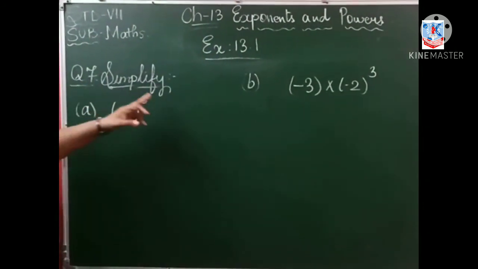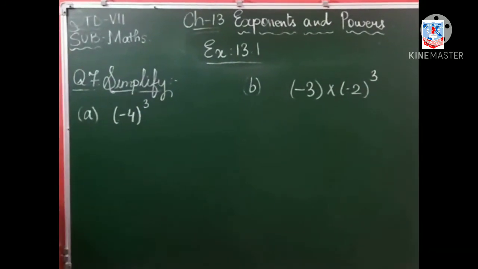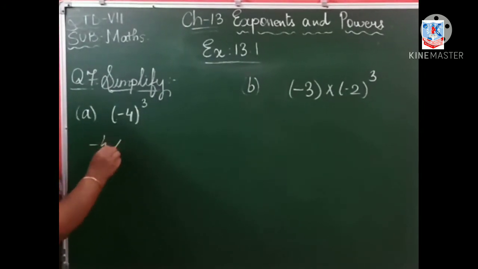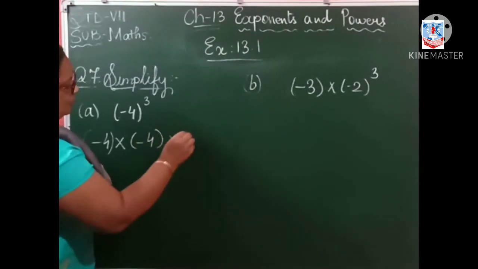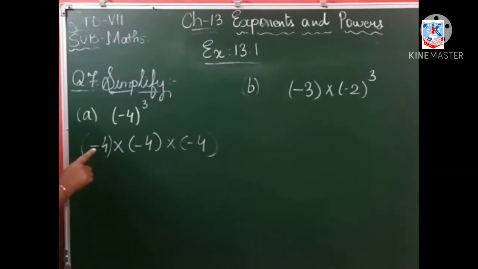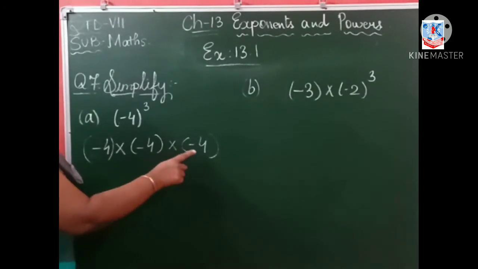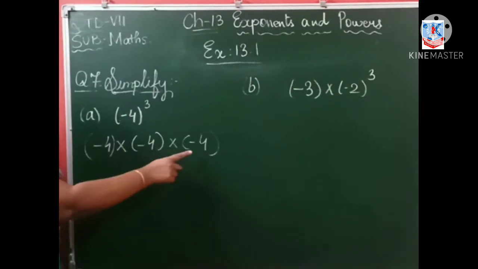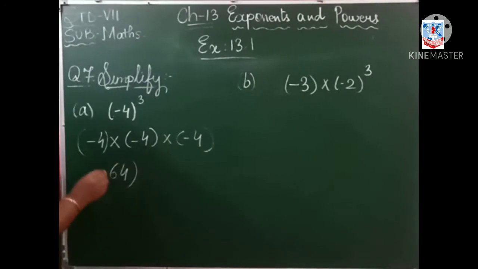Question number 7. Simplify. First is minus 4 raised to the power 3. That means minus 4, 3 times you have to multiply. Minus 4 into minus 4 into minus 4. Now see the sign also. Minus minus plus. 4 fours are 16. 16 into minus 4. 16 fours are 64. And plus minus minus. So our answer is minus 64.